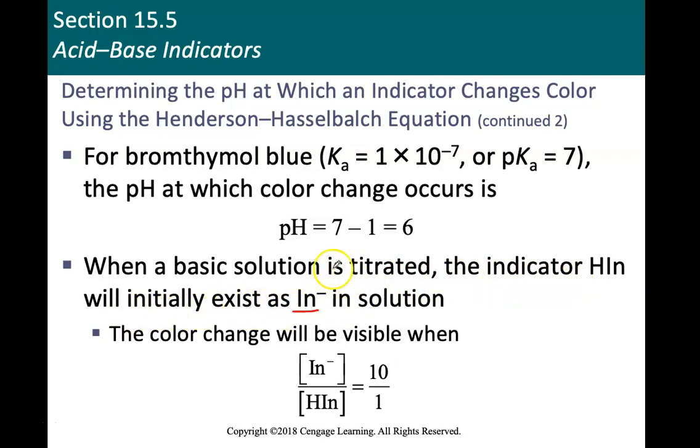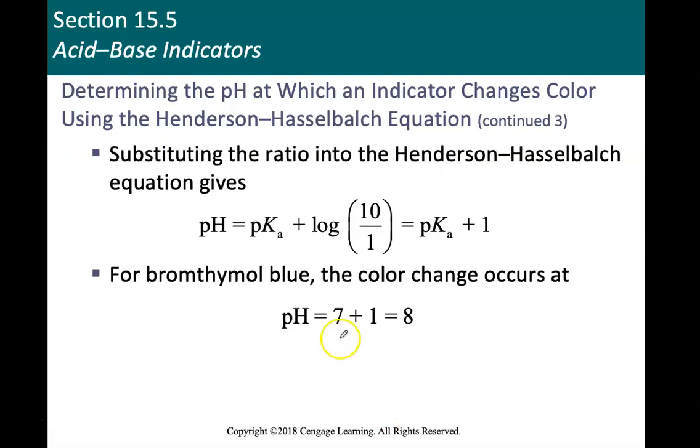So if we consider the reverse of that setup, it will show the flip of this ratio, where the value of the base will be higher. In this case, the base, In minus, will be higher. So it'd be 10/1. Let's do that determination: pH is equal to pKa plus log 10/1, and the log value of that ratio is +1.